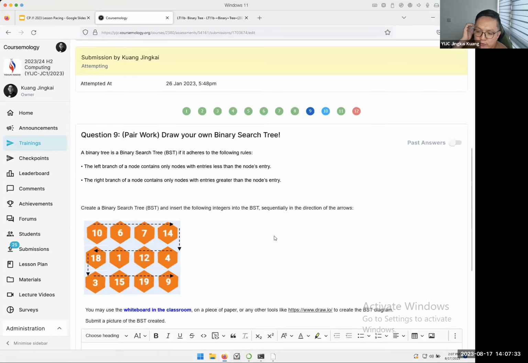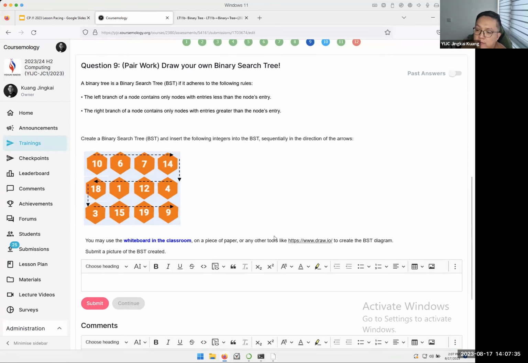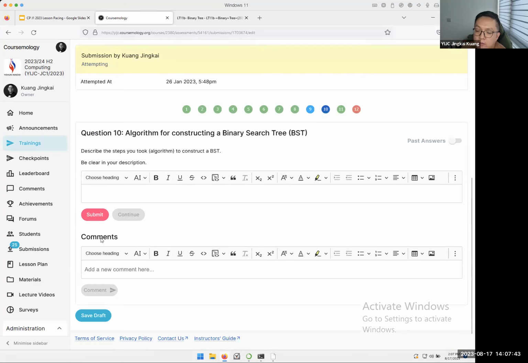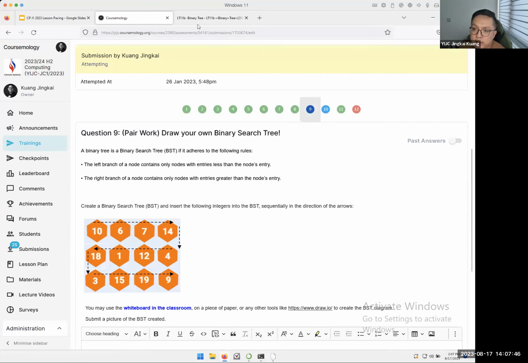I don't have a way to draw for this. We have about 10 minutes left. Let's see question 9, question 10. Okay, question 9 and question 10. Can you try to do it on your own? Let me try to open up a Google Sheet to do it. Actually, I think it's okay to let them do it on their own.